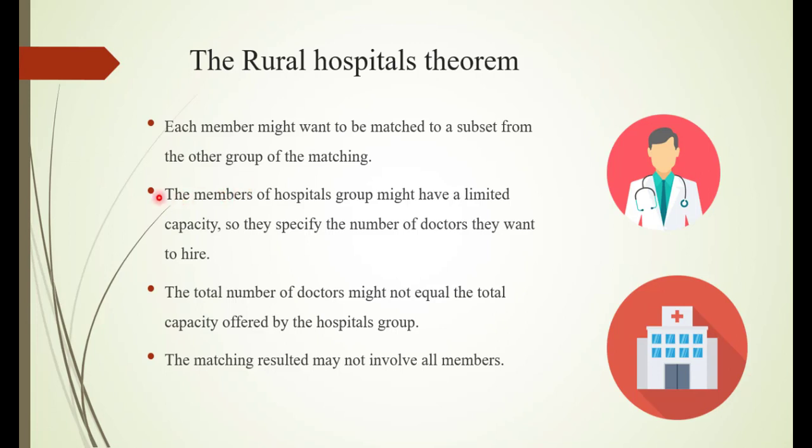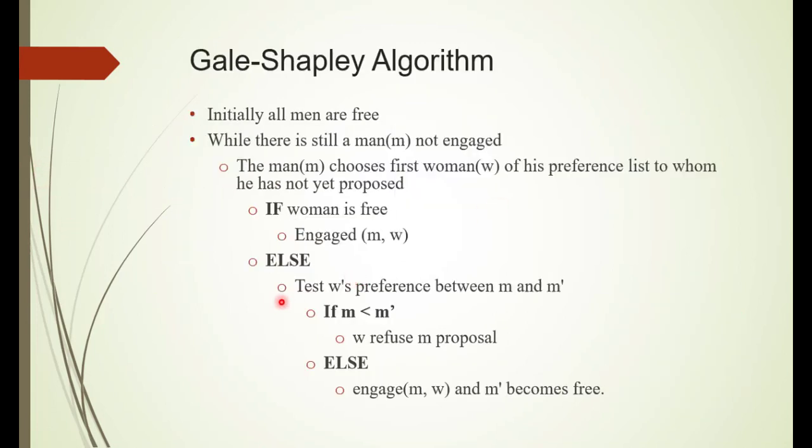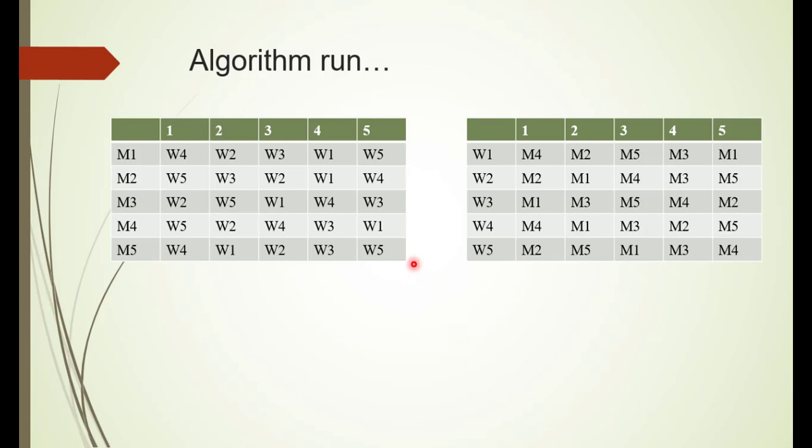Else, test M prime, who is the current partner of W. If M prime is preferred over M, then W will reject M's proposal. Else, we engage M to W, and M prime becomes free. So let's go through a practice example to understand the algorithm properly.